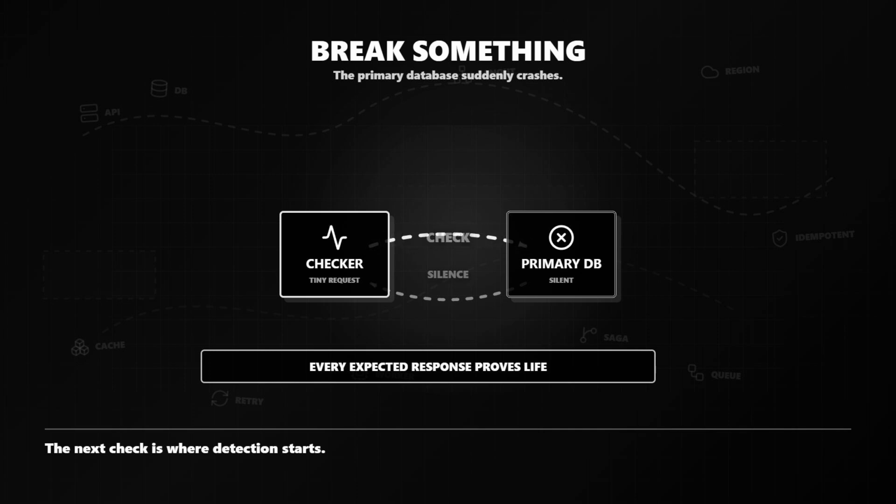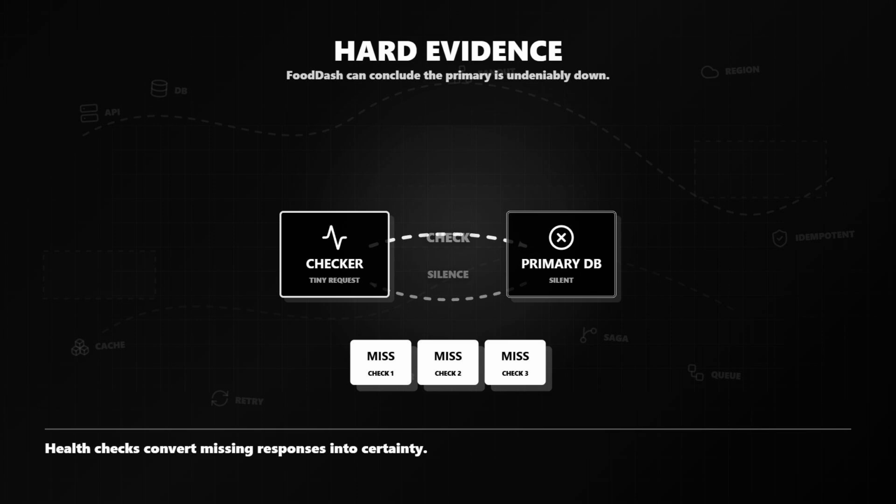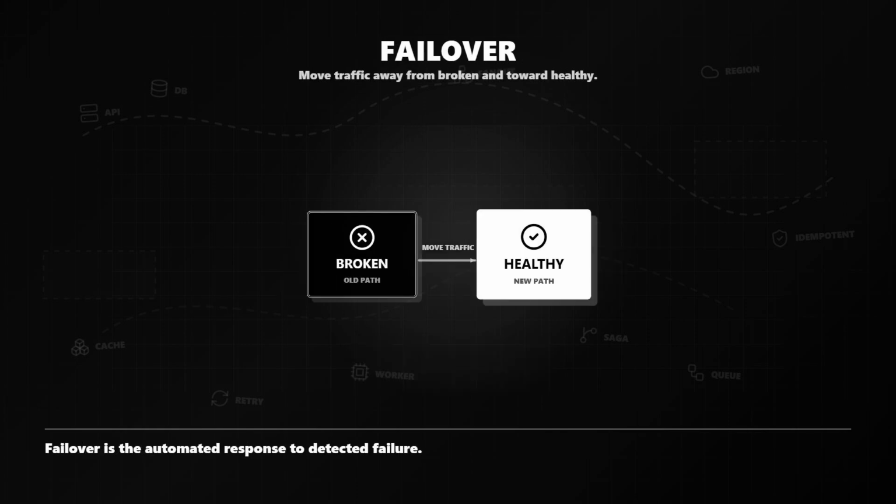Bam! The primary database suddenly crashes. The very next health check goes out, but total silence. No response. A few seconds later, another check is sent. Still nothing. Then another. Silence again. At this exact moment, FoodDash finally has the hard evidence it needs to conclude that the primary database is undeniably down. And this is where the absolute magic of failover kicks in.